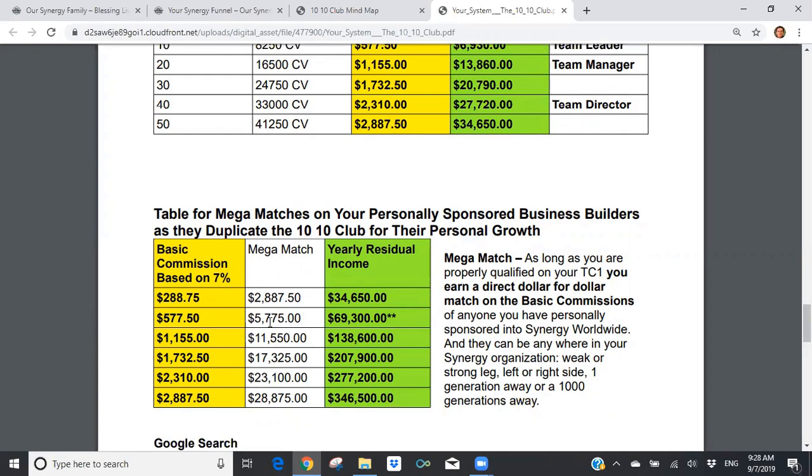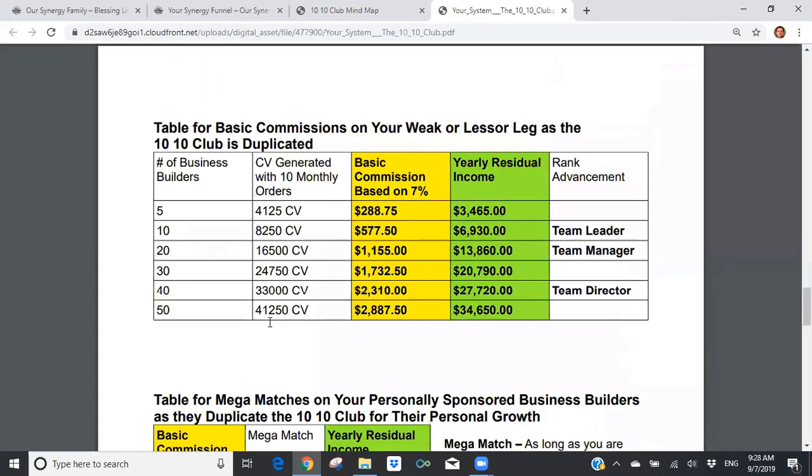There are no breakaways. So that means that everything that they do in their growth and the way that they build their Synergy business, all it's going to do is continue to increase the monthly CV on my left leg or my right leg, depending upon where they're located. Now, if I've taught my 10 business builders that I've worked towards creating, 5 on my weak leg, 5 on my strong leg, because on mega matches, it doesn't matter where they're at.